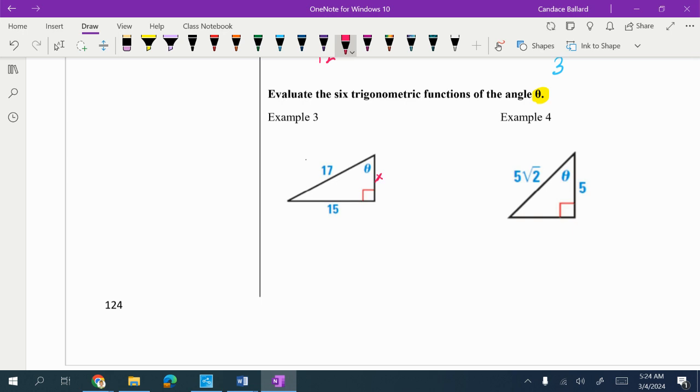So I'm just going to put an X there temporarily. And of course, I'm going to use my Pythagorean theorem, which Mrs. Ballard likes to call legs squared plus legs squared equals hypotenuse squared. In this case, I have the hypotenuse and one of my legs, the opposite leg. So I'm going to go 15 squared plus x squared equals 17 squared. So 15 squared is 225 plus x squared. I believe 17 squared is 289. And then we're going to subtract those two.